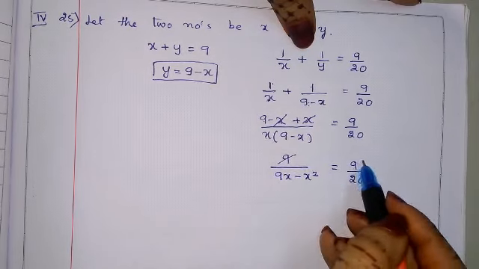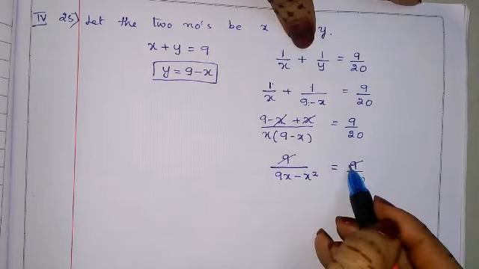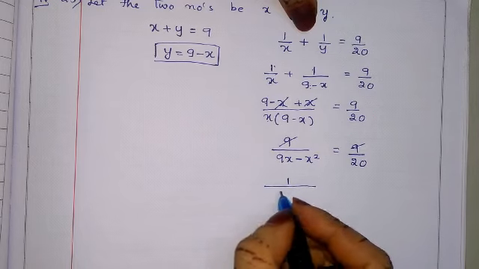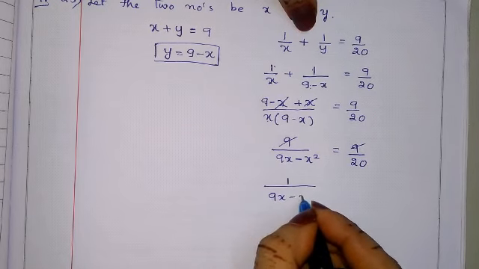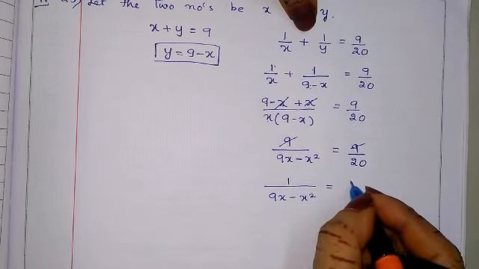9 gets cancelled. Okay, so here what we got now, 1 upon 9x minus x square is equal to 1 upon 20. Let us cross multiply this. 9x minus x square into 1 is equal to 20 ones are 20.